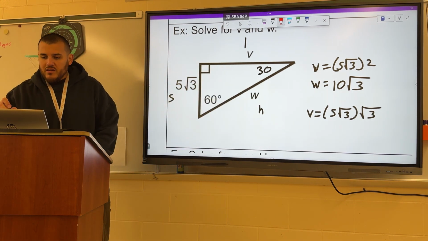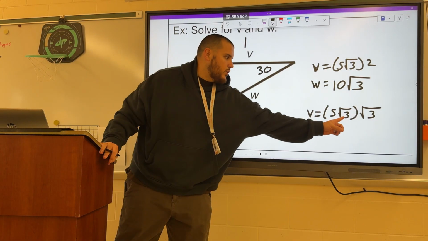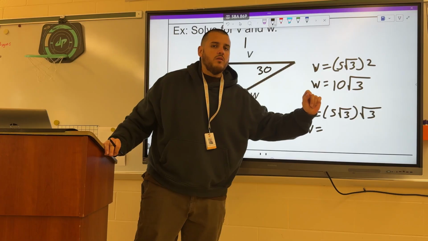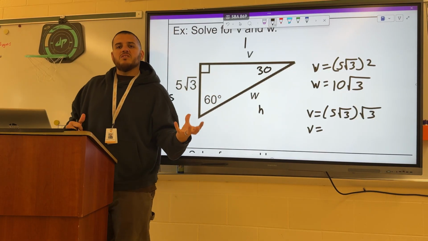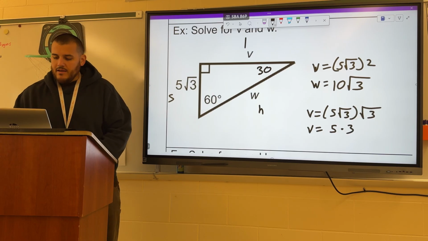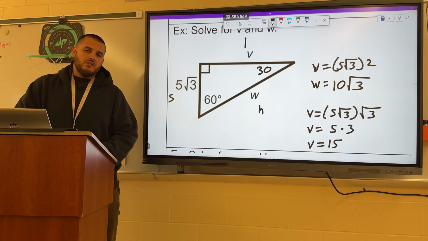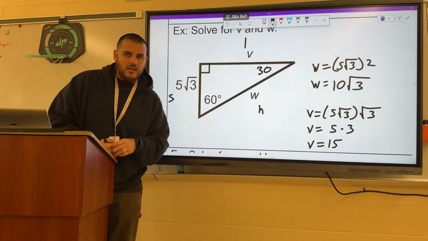All right, a simple understanding here that I'd like for you to have is if you do the square root of 3 times the square root of 3, that value is just 3. So what's actually happening here is we're just doing 5 times 3. And that would give us a V of 15 units for that long leg in this example.